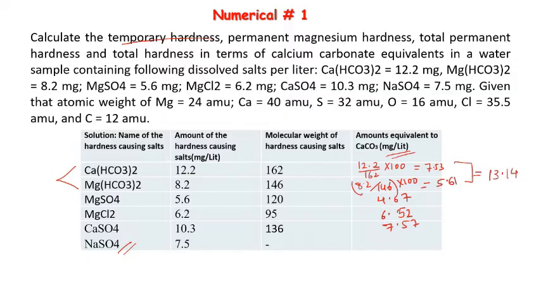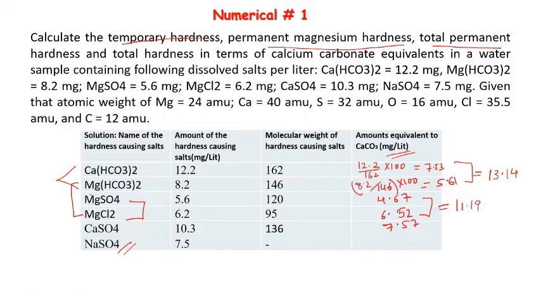The next is permanent magnesium hardness. Here you have to first check your question. Magnesium hardness is this much over here, but it has been asked permanent magnesium hardness. So these two salts will cause the permanent hardness. The sum of these two will be equal to 11.19 milligrams per liter.